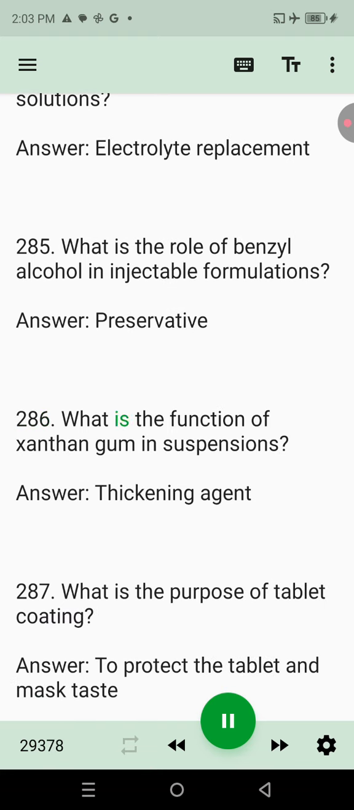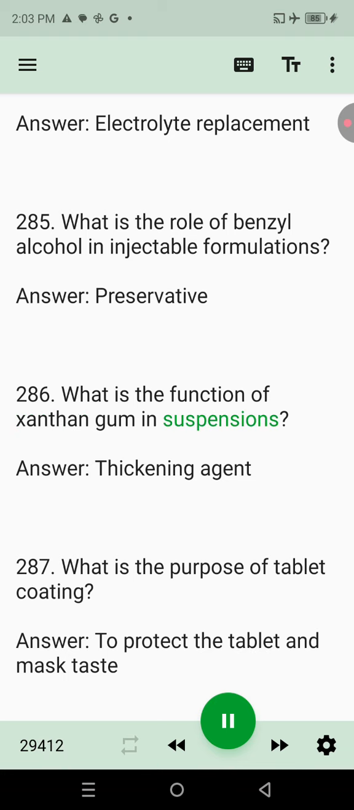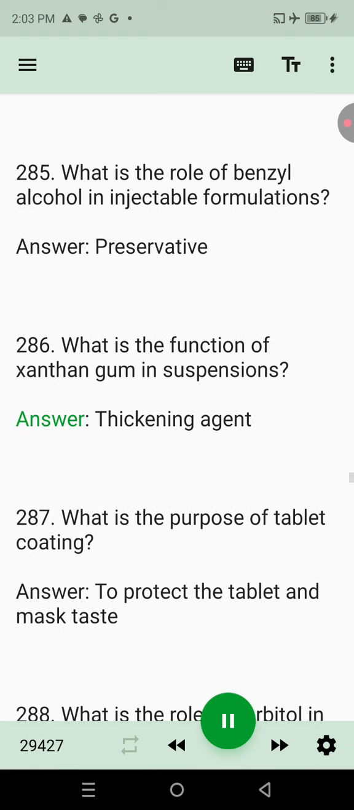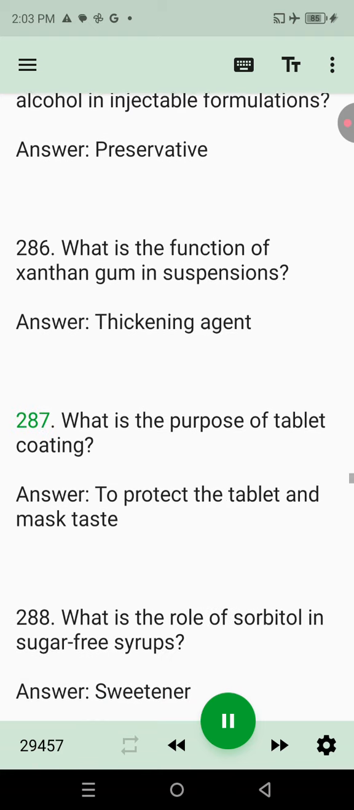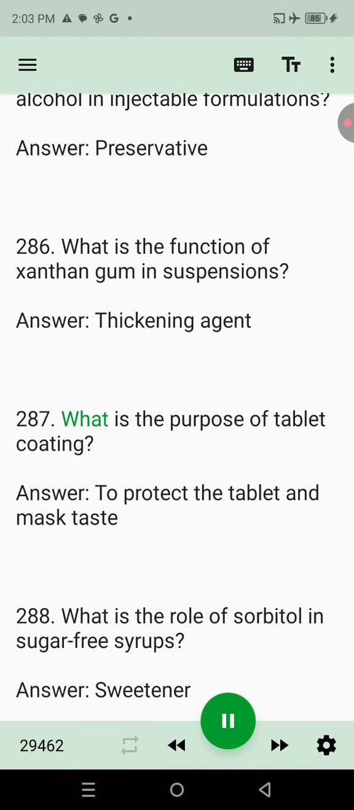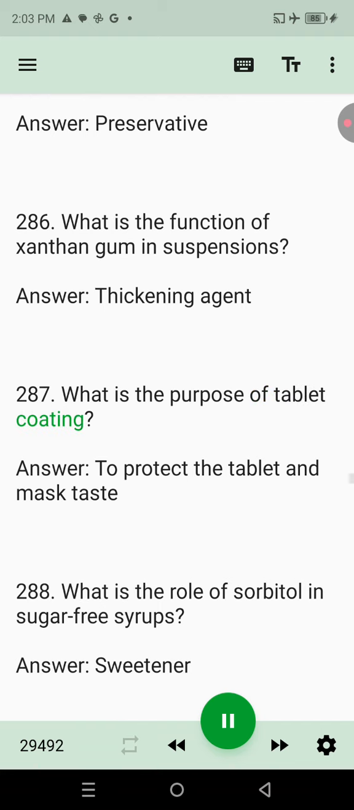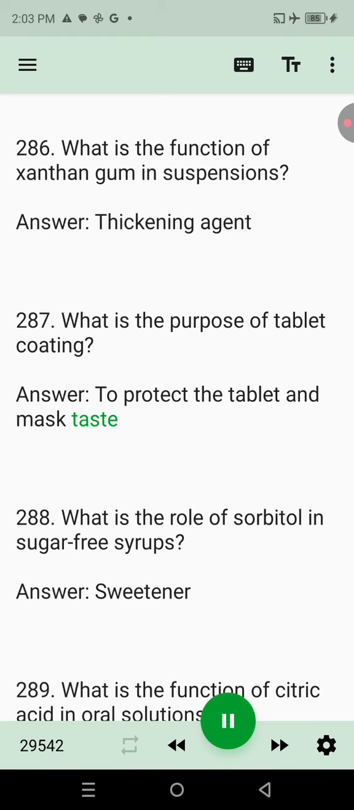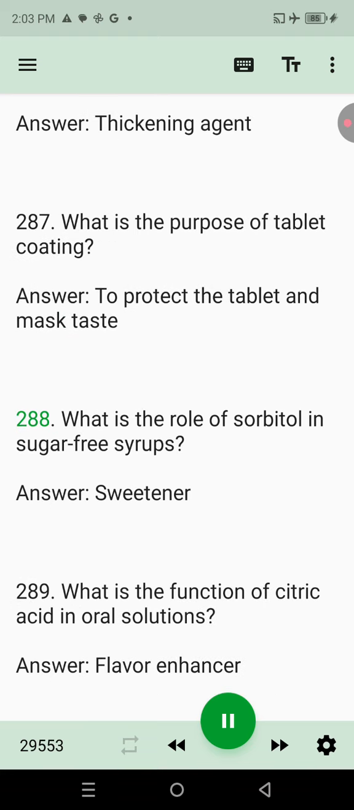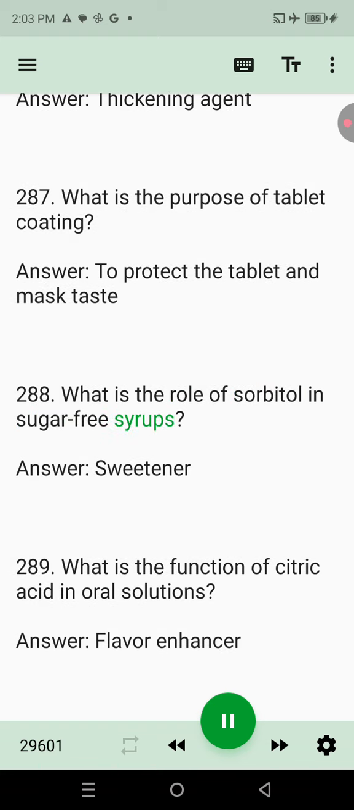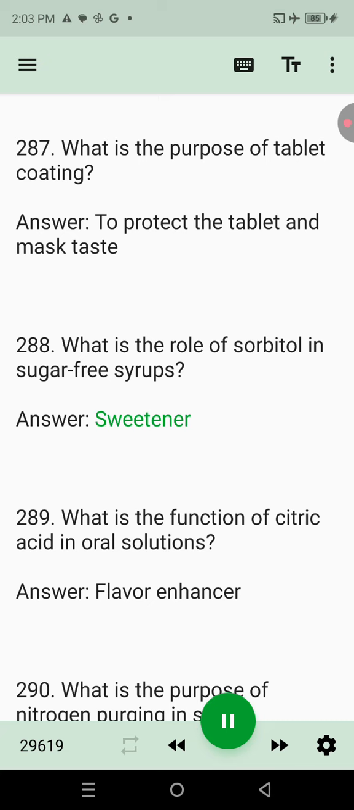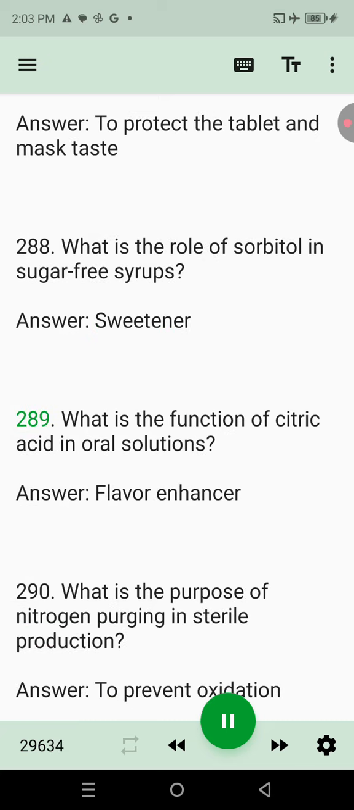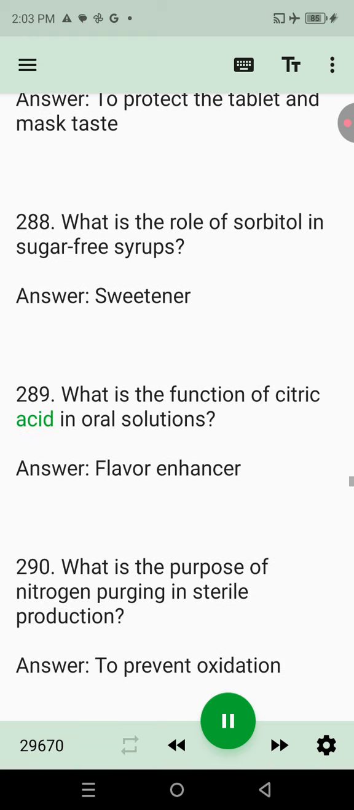286. What is the function of xanthan gum in suspensions? Answer: thickening agent. 287. What is the purpose of tablet coating? Answer: to protect the tablet and mask taste. 288. What is the role of sorbitol in sugar-free syrups? Answer: sweetener.